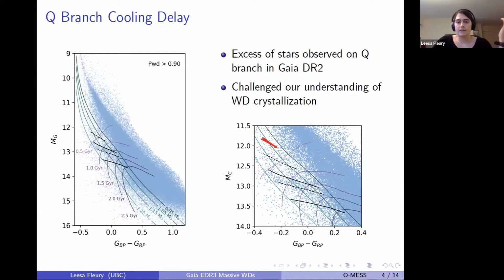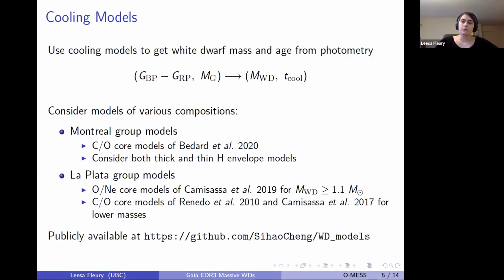So with the really recent release of this Gentile Fusillo catalog for Gaia EDR3, I thought it worthwhile to revisit this cooling anomaly problem, look at the distribution of cooling ages in particular for these massive white dwarfs in the newest data release. So to construct these cooling age distributions, we rely on white dwarf cooling models to convert the photometry, the color and magnitude measurements of the white dwarfs, to masses and cooling ages predicted by those models. So I've considered a variety of different models. These are all publicly available here through this package provided by Zihao Cheng.